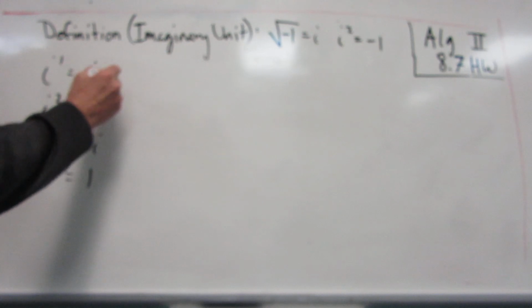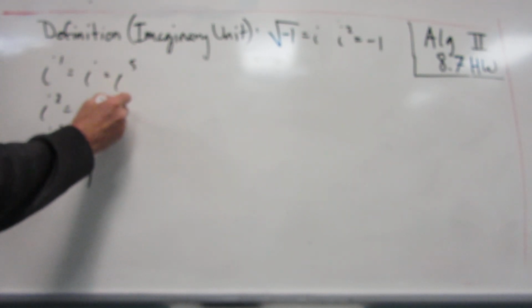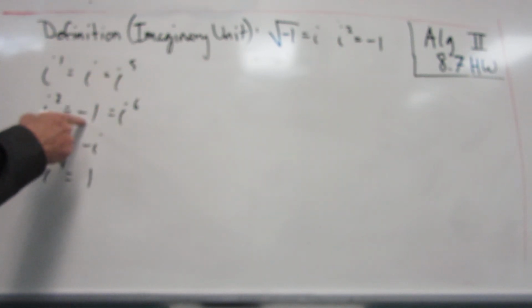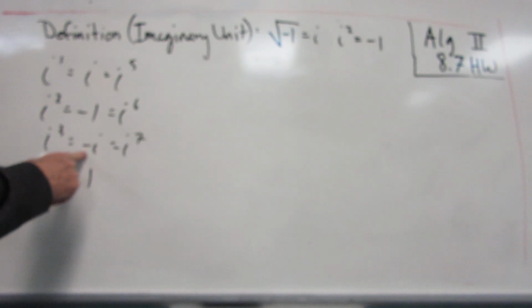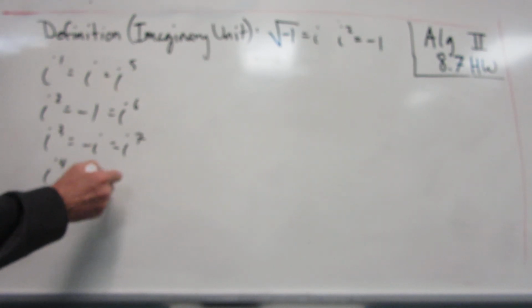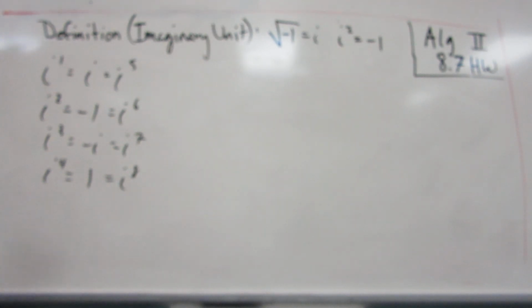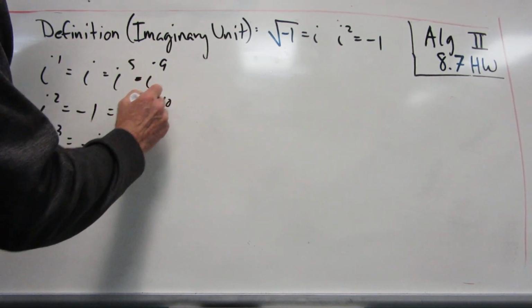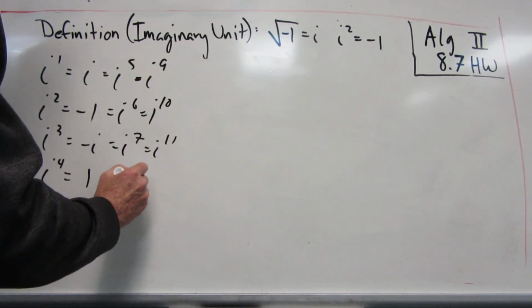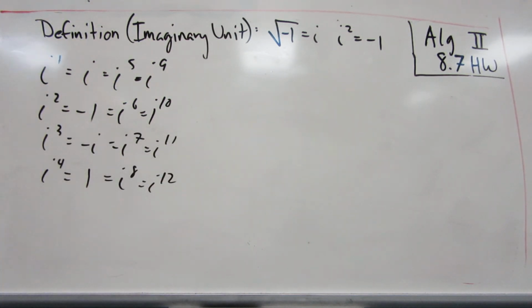So i to the fifth is going to be equal to i, i to the sixth is going to be equal to negative 1, i to the seventh is going to be equal to negative i, and i to the eighth is going to be equal to positive 1. And it would continue on from there. Okay, so i to the ninth, i to the 10th, i to the 11th, i to the 12th. You could extrapolate that on and on and on.